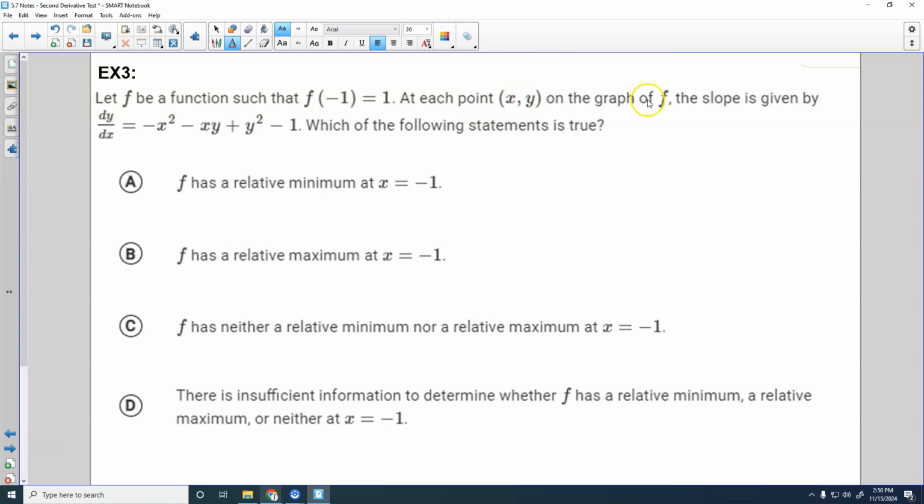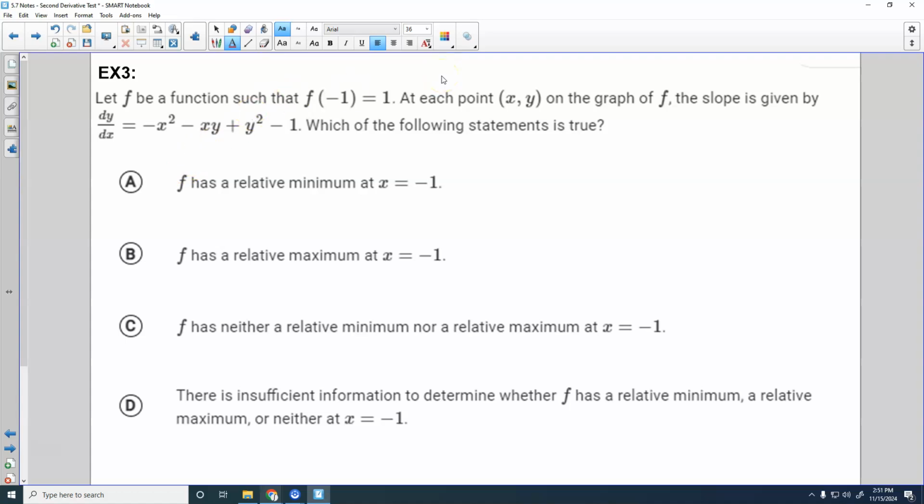So at each point, the slope is given by this. That's your derivative. Which of the following statements is true? If you'll notice, the options are relative maximum at -1, relative minimum at -1, maximum, neither, or there's not enough information. Those are our 4 options here.